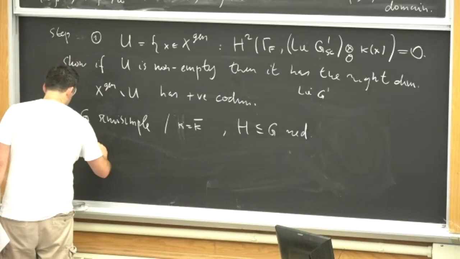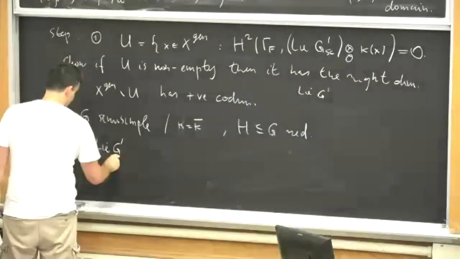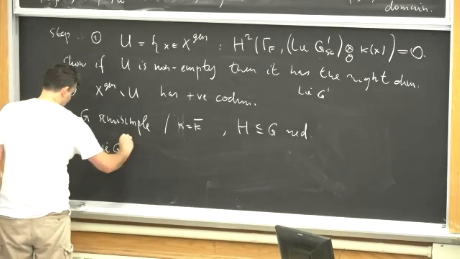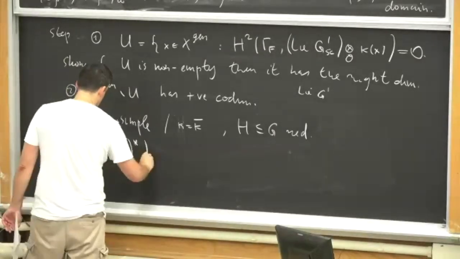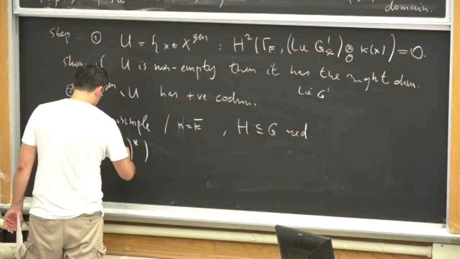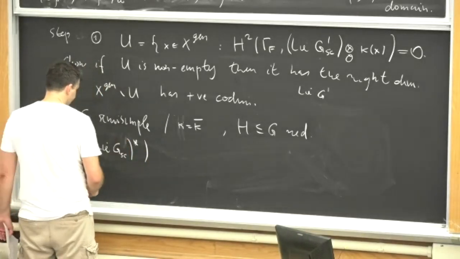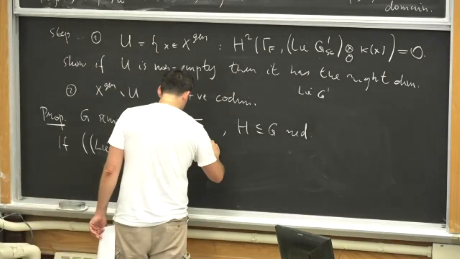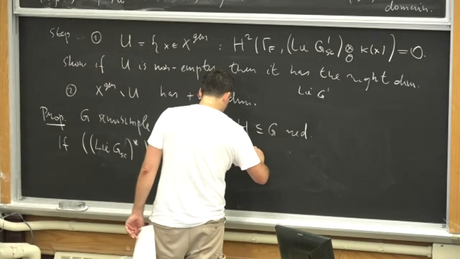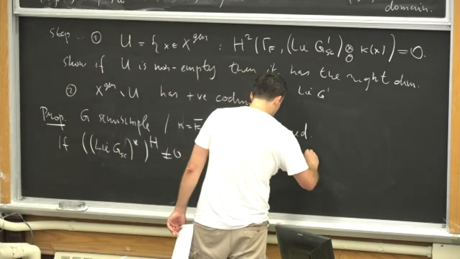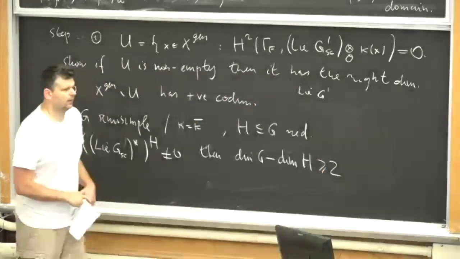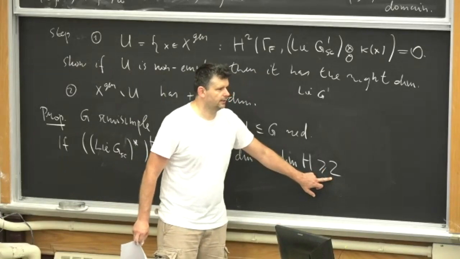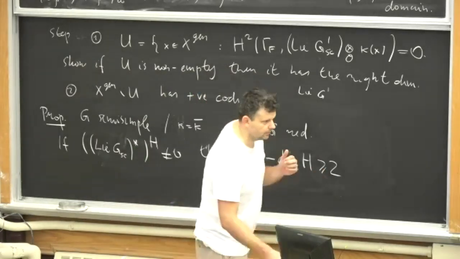If I take Lie G, so the Lie algebra is simply connected, kappa, take the dual. You don't need the prime. So I take the dual and I take H invariants. If it is not equal to 0, then dimension G minus dimension H is greater than or equal to 2. So this 2 is really important for the normality criteria, trying to optimize these things.